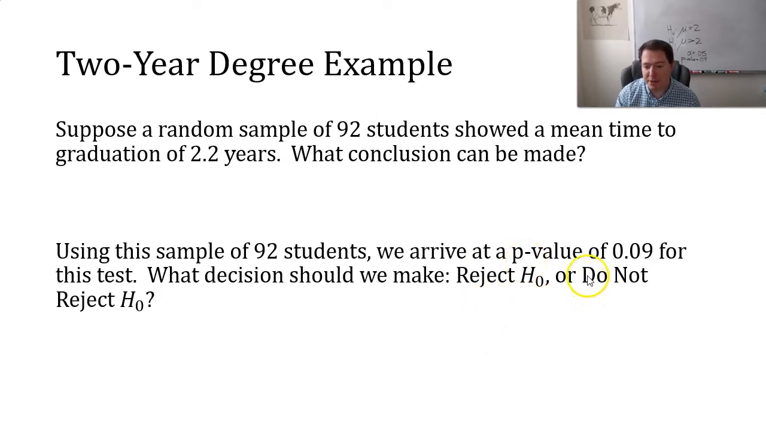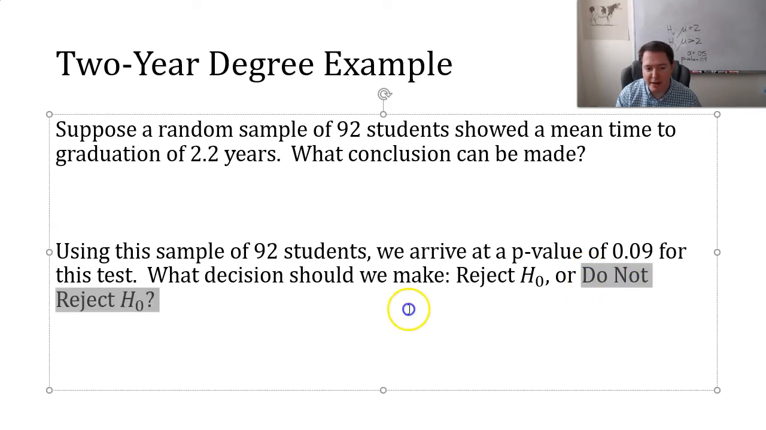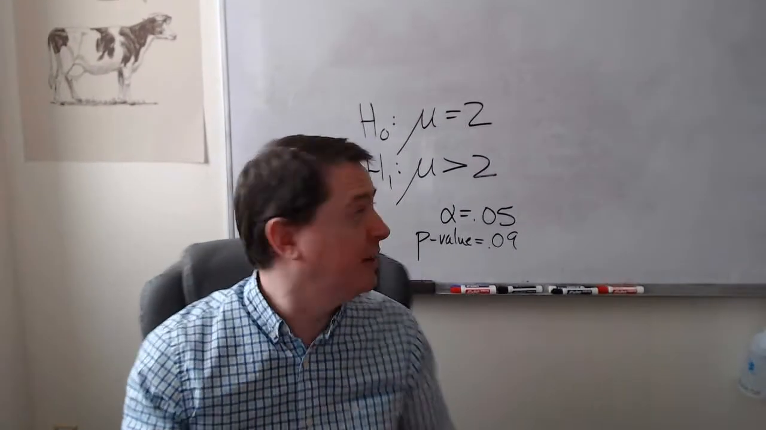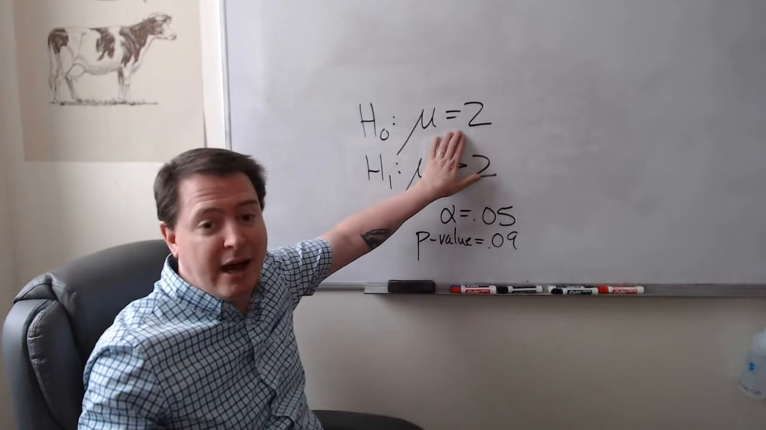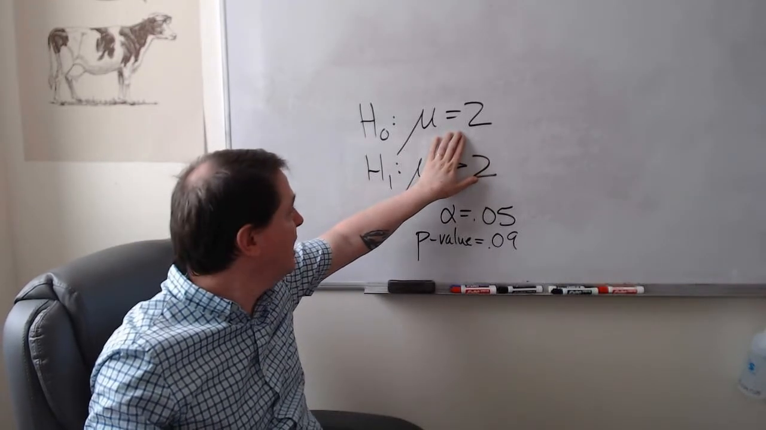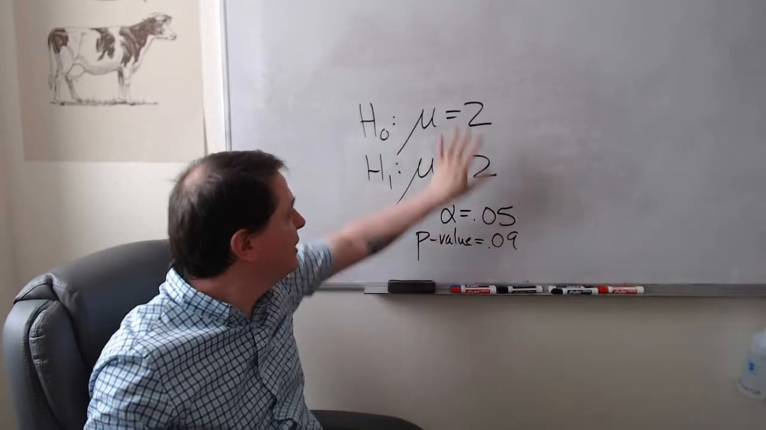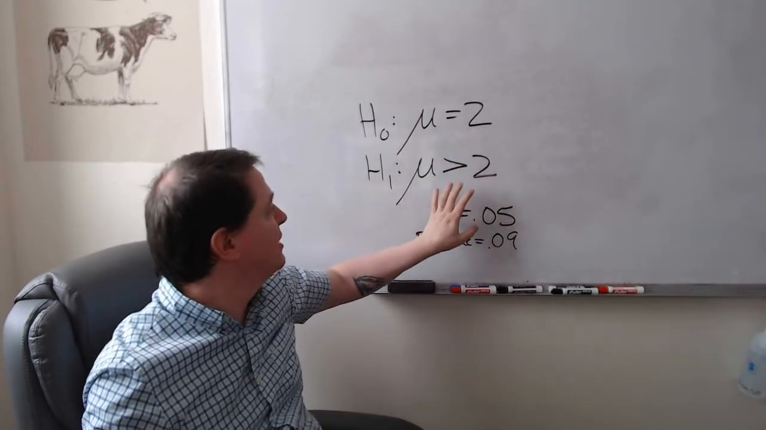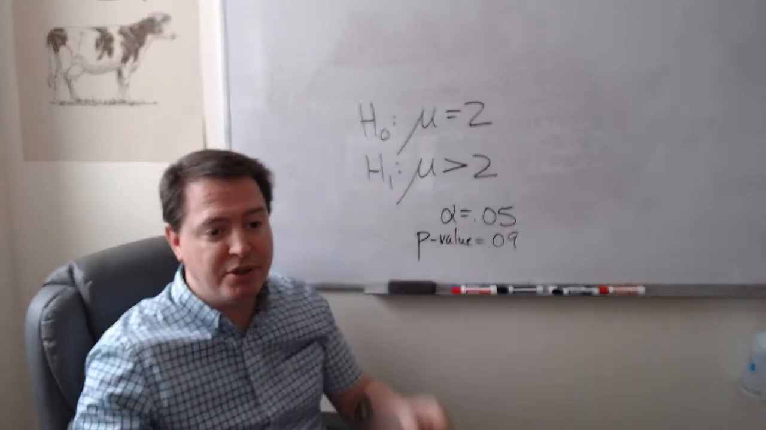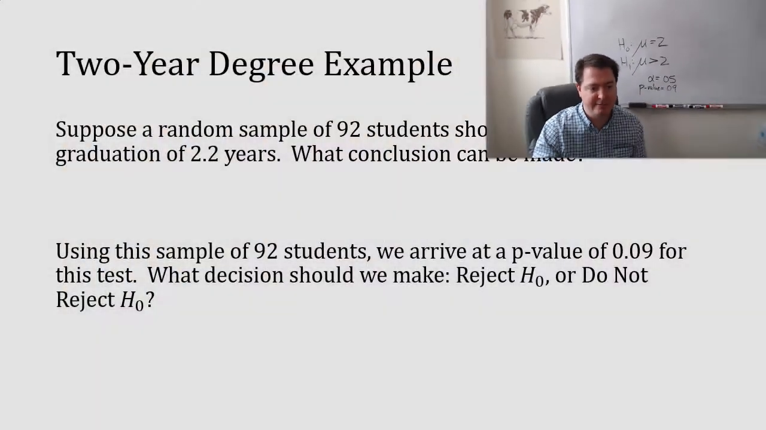So I'm simply going to not reject the null hypothesis. That should be my decision here, since my p-value is above my significance level. Now, that doesn't mean I've proven this is true. I just said, well, there's not enough evidence to say it's wrong. In other words, I don't have clear and convincing enough evidence to tell me that I should decide the mean's actually more than 2 and take some action about it.